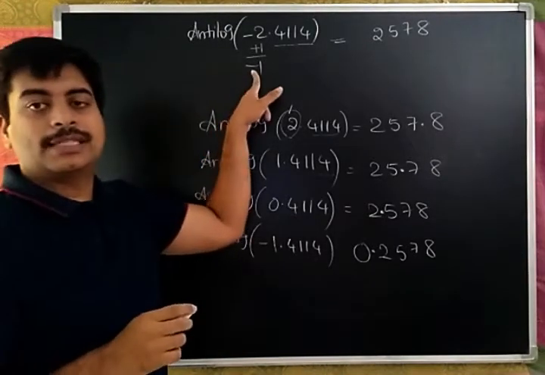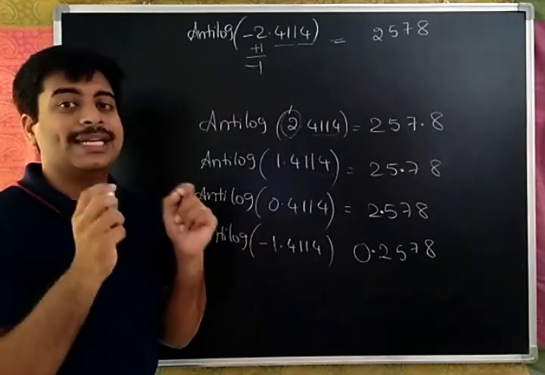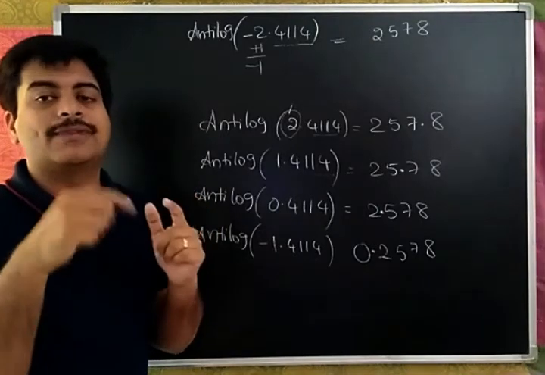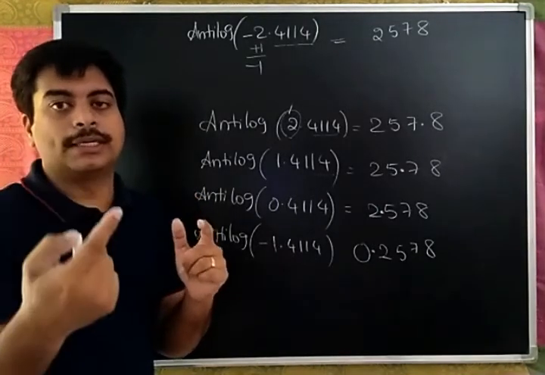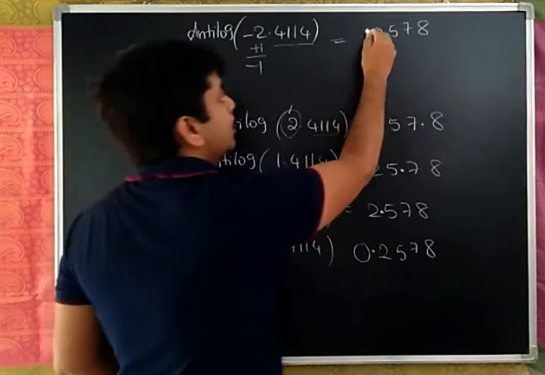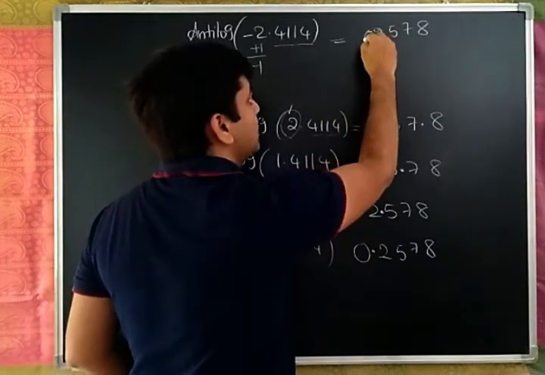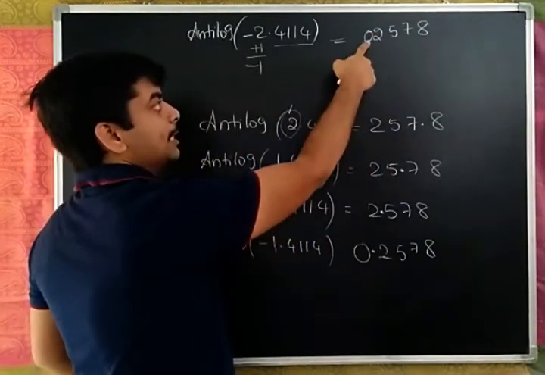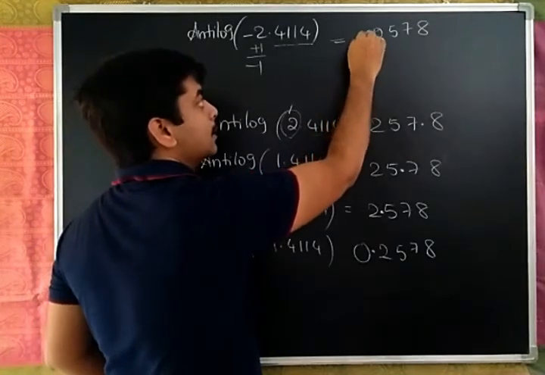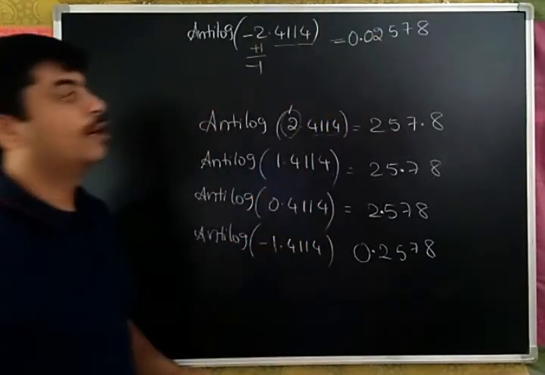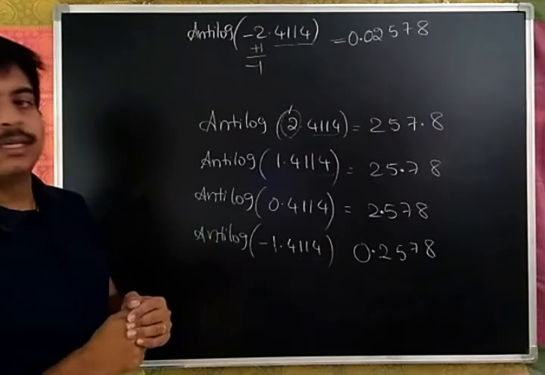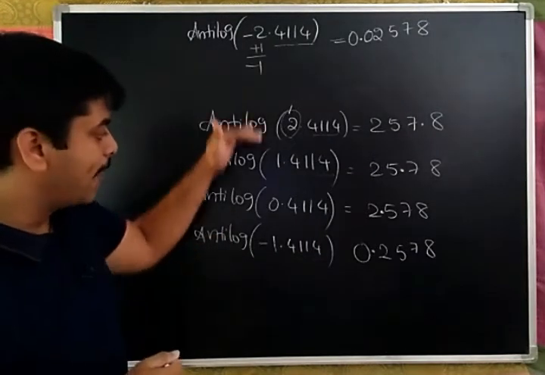What is the meaning of minus 1? Where to place the decimal at minus 1th position? Minus 1th position means 0.1. That means you need to keep a 0 here, 1 0. As you have a minus 1, keep a 0 here and a point here. So the answer should be 0.02578.